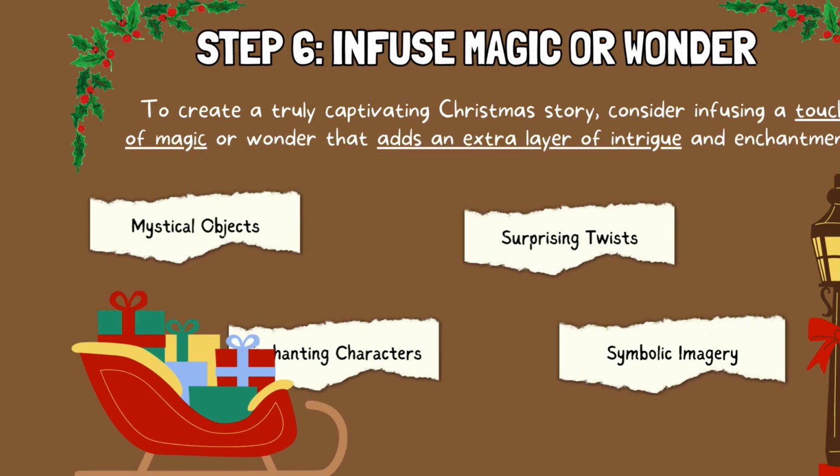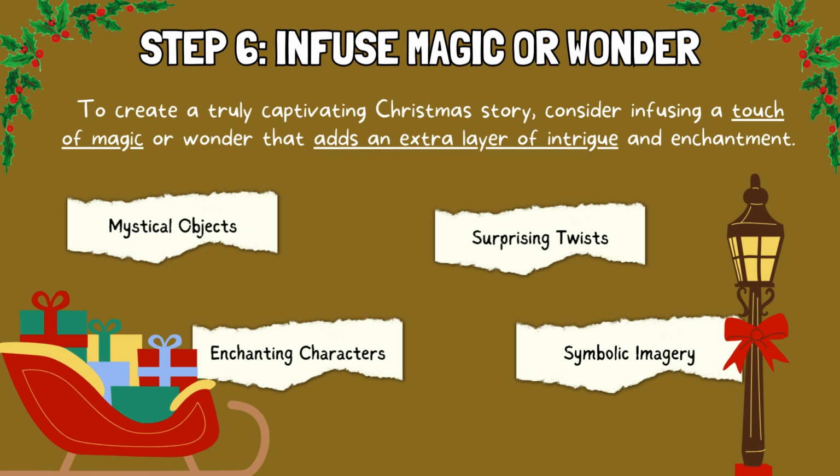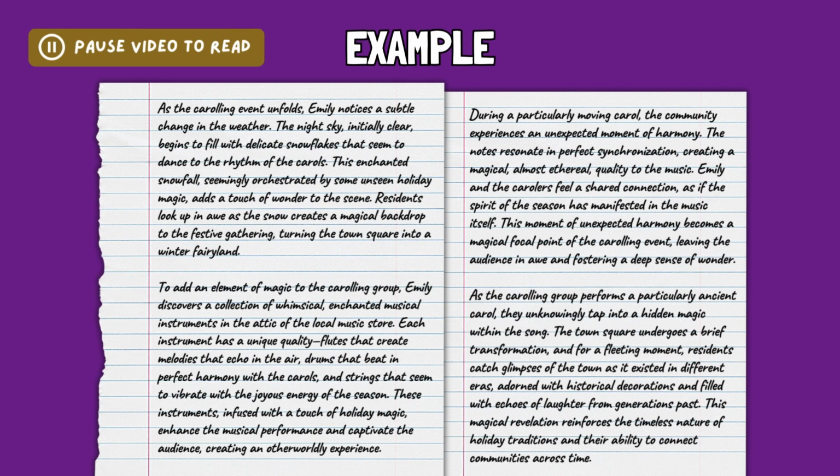Step 6. Infuse magic or wonder. To create a truly captivating Christmas story, consider infusing a touch of magic or wonder that adds an extra layer of intrigue and enchantment. This element could take various forms, such as a mystical object, a surprising twist, or a character with enchanting qualities. This magical touch not only aligns with the whimsical nature of the holidays, but also opens up avenues for imaginative storytelling. Here is an example of the magical elements we plan on including in our Christmas story.